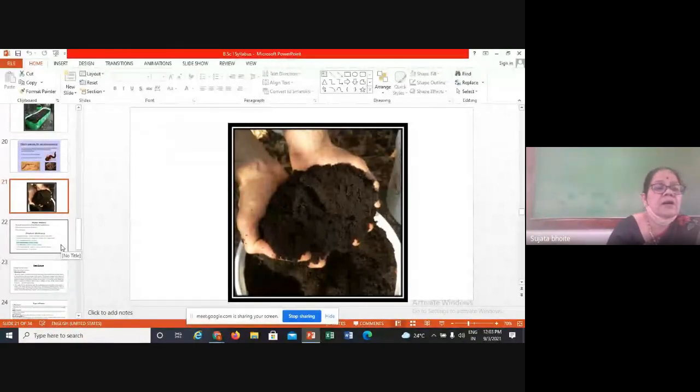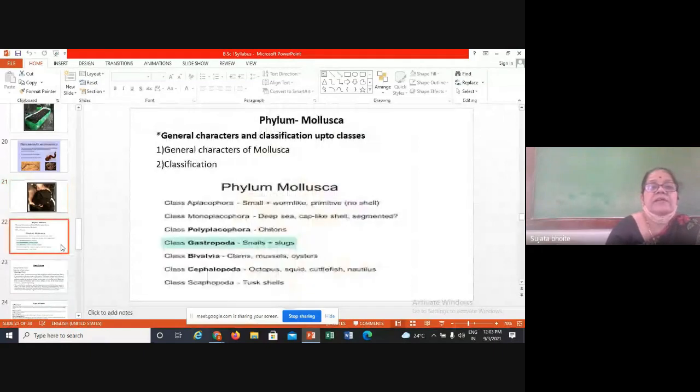Species of the earthworm. The next point is the phylum Mollusca. In the phylum Mollusca, the general characters and classification of two classes, in the old syllabus Gastropoda, were generally present. These points have been deleted, and the added points are the scope of pearl culture and the species in pearl culture.